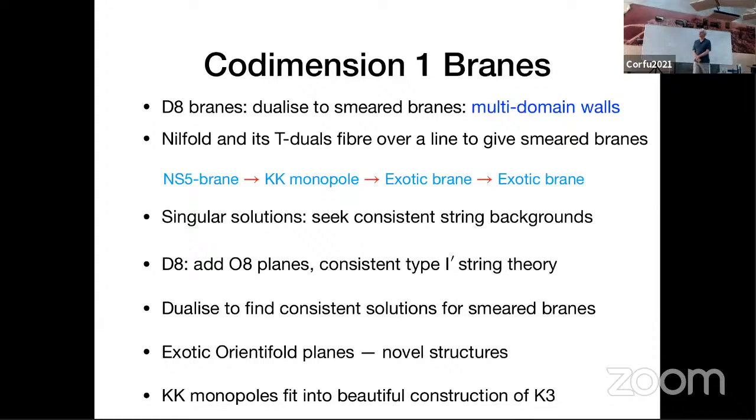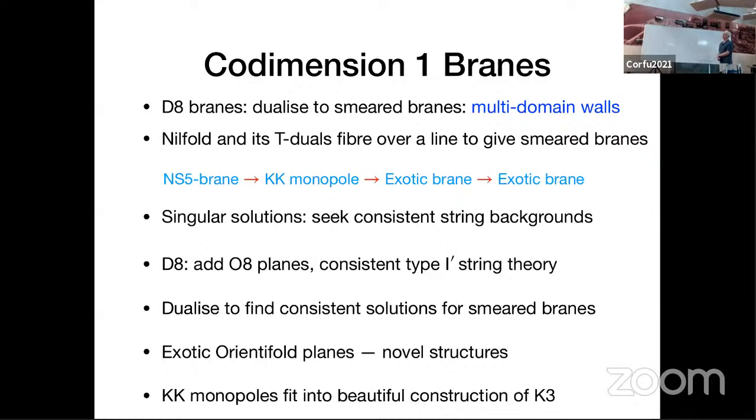So if we look at the D8 branes, if we, for example, compactify a D8 brane on a circle and T-dualize on that, we get a D7 brane, but one which is smeared over the circle so that it's still essentially a domain wall. Further T-dualities will give D7, D6, D5, and so on, but all smeared over directions to get essentially a domain wall or multi-domain walls.